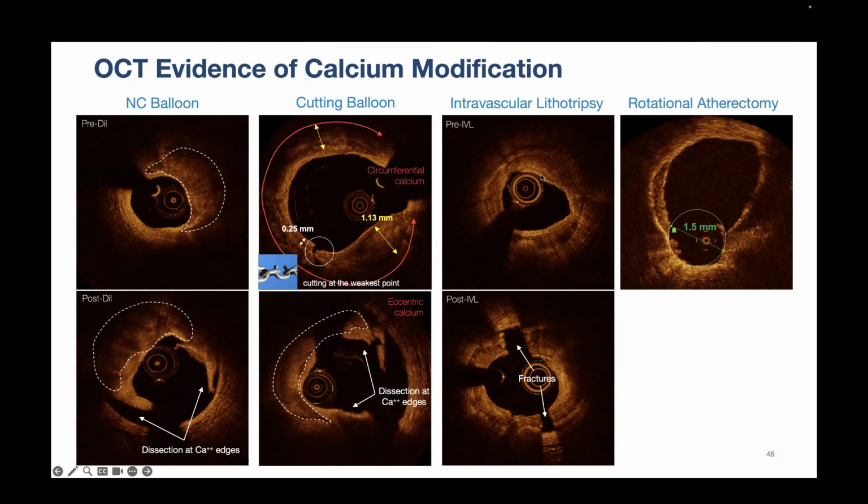Intravascular lithotripsy, this is the typical circumferential calcification. You see those large cracks, and there is one small fracture here in the calcium, as we would expect. And this is an old rotational atherectomy case that I have with the old OCT system that required balloon occlusion. What I like about this is that we could really see the drilling channel, and when you make the circular caliper, this was exactly the same size as the burr I used, 1.5 millimeter. So you can usually see some fractures and these drilling channels.